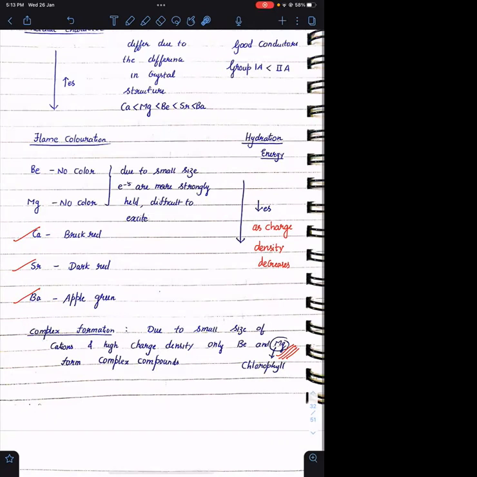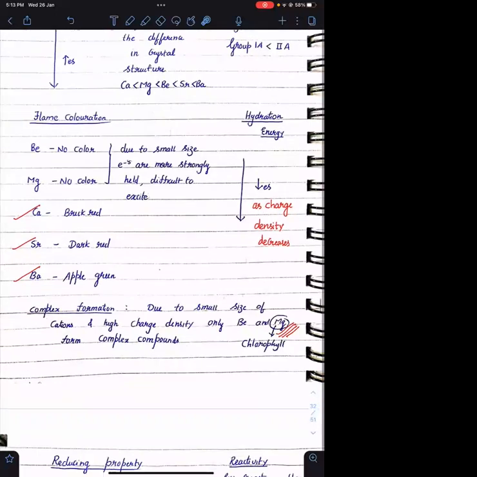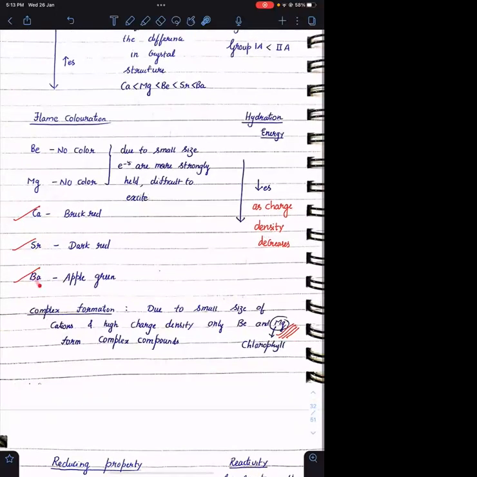In this case, beryllium and magnesium don't show any flame coloration. This is an important point. They are unable to show any flame coloration because of their higher excitation energies. Calcium, strontium and barium, as their ionization energy is less, their excitation energy is also less, so they are able to show some flame coloration. The burner we use for flame coloration is called a Bunsen burner. Calcium shows brick red, strontium shows dark red, and barium shows apple green.